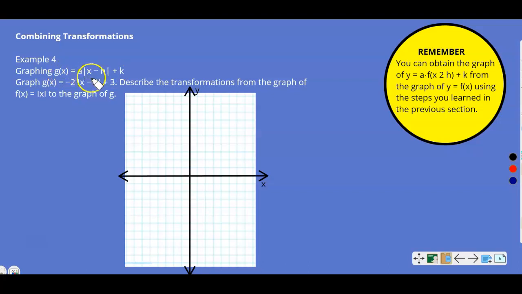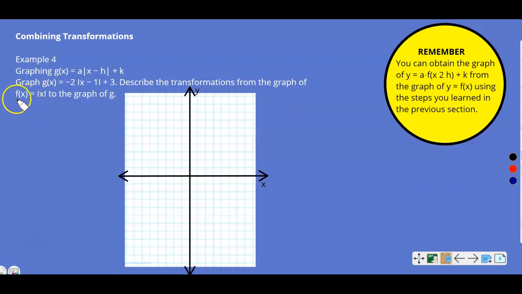g of x equals a times absolute value of x minus h plus k. That's in vertex form. So when we graph g of x, this equals -2 times absolute value of x minus 1 plus 3. You can see that that's in vertex form. So we're going to try to graph this without generating the table of values. And then we want to describe the transformations from the graph of f of x equals absolute value of x to the graph of g.